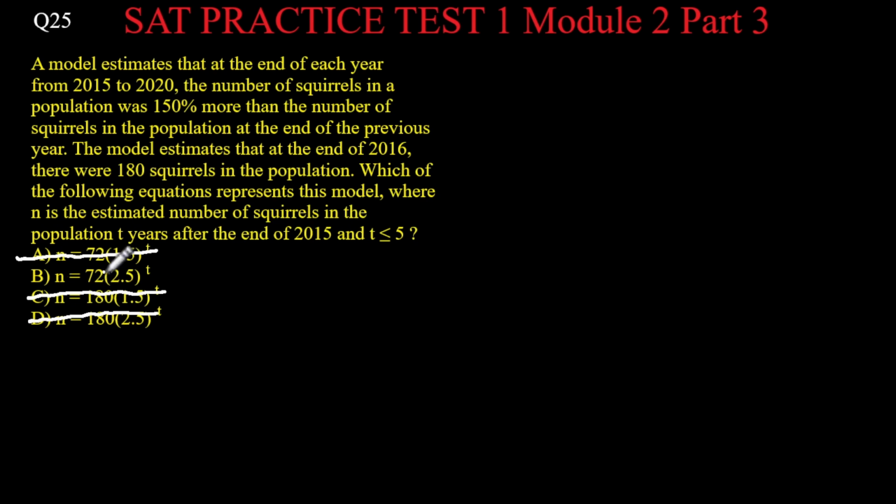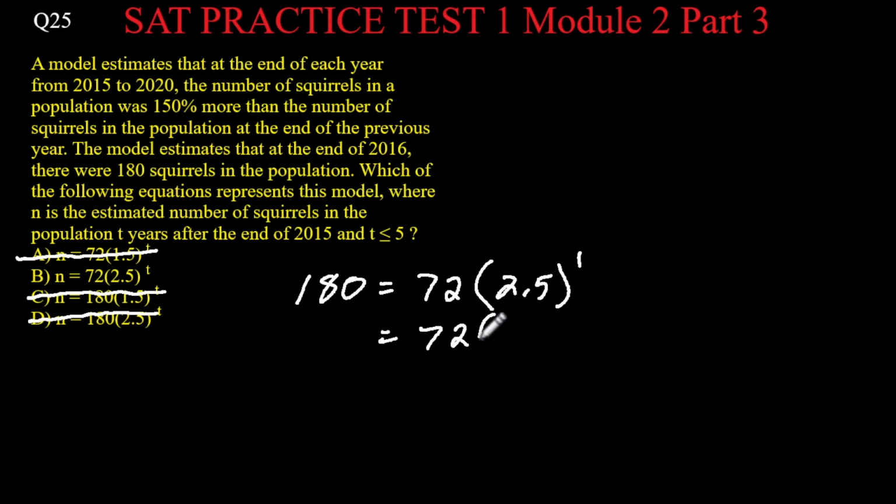And I'm just going to plug the numbers in here. N is 180. And then I have 72 times 2.5, and it's been only 1 year. So I'm going to have 72 times 2.5, which is 180. So the correct answer is choice B.